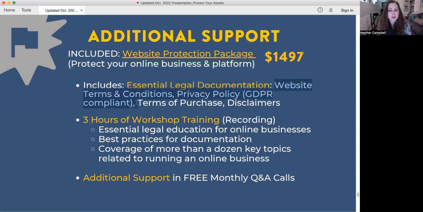So this package includes essential legal documentation. This is going to be your website terms and conditions, your privacy policy, which is GDPR compliant, your terms of purchase, as well as relevant disclaimers, including that earnings and income disclaimer. I have some other samples like health and medical disclaimers, a variety so that if you need those key disclaimers, you've got them on your site. It also includes 3 hours of workshop training.